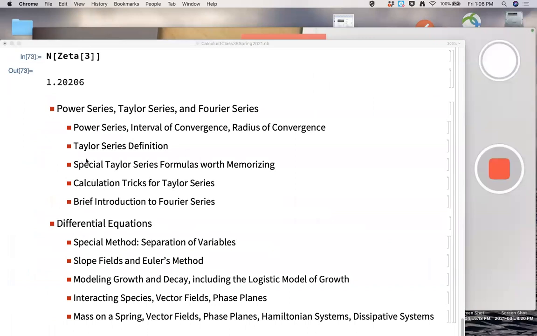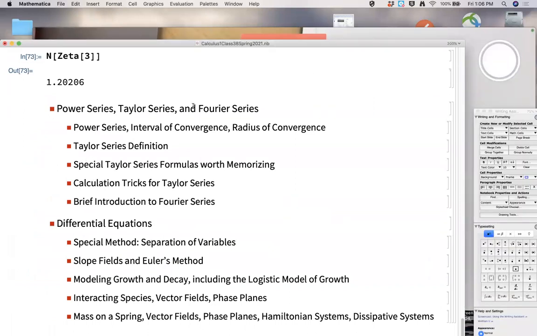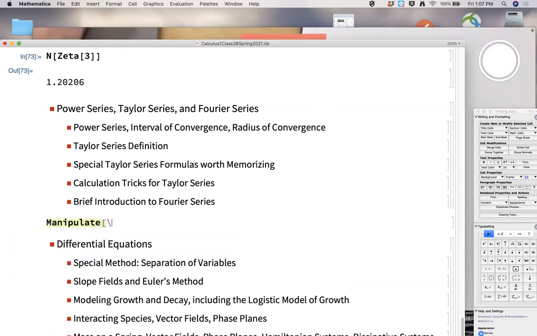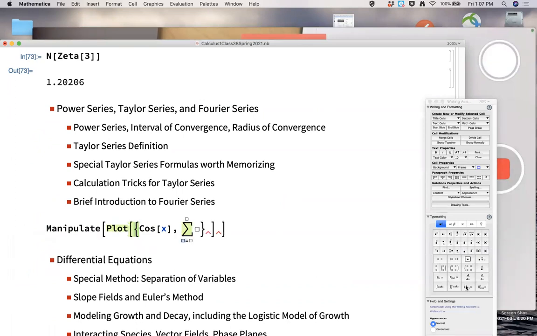There are all sorts of other things, power series, Taylor series, Fourier series, like I mentioned before. Oh, I have to show you one thing kind of fun here. I'm going to make a Manipulate. This is a pretty cool thing here of a plot. And what am I going to plot? Well, one thing I'm going to plot is the cosine function. And another thing I'm going to plot is a certain weird looking summation. Let's see, I'm going to let k go from 1 to n here.